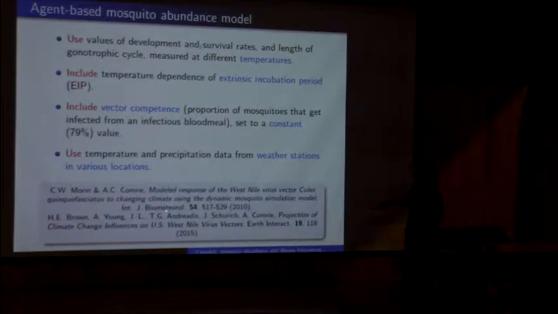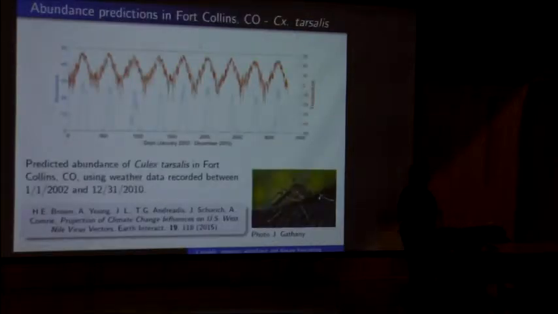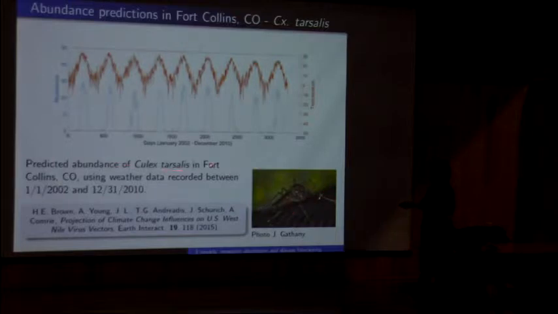This idea of modeling things like that came out of a paper by Corey Morin and Andrew Comrie back in 2010. And since then, we've added a few things to it, and we've adapted it to other species. So this is from our 2015 results. And this is for a mosquito called Culex dorsalis. It's a mosquito that carries West Nile.